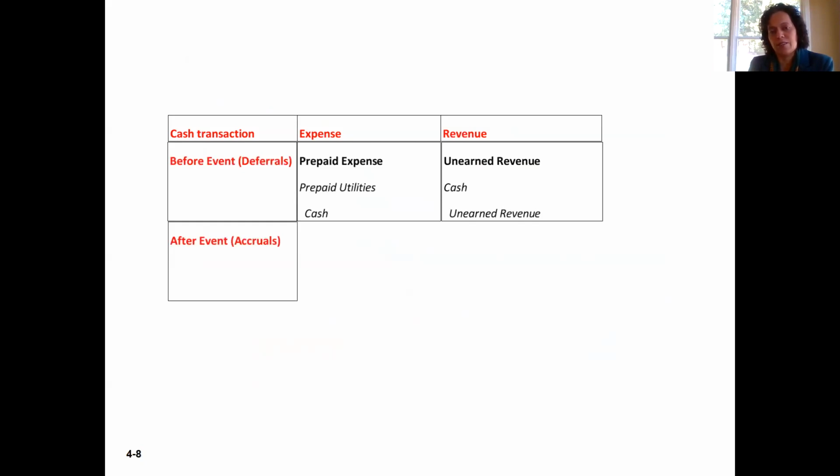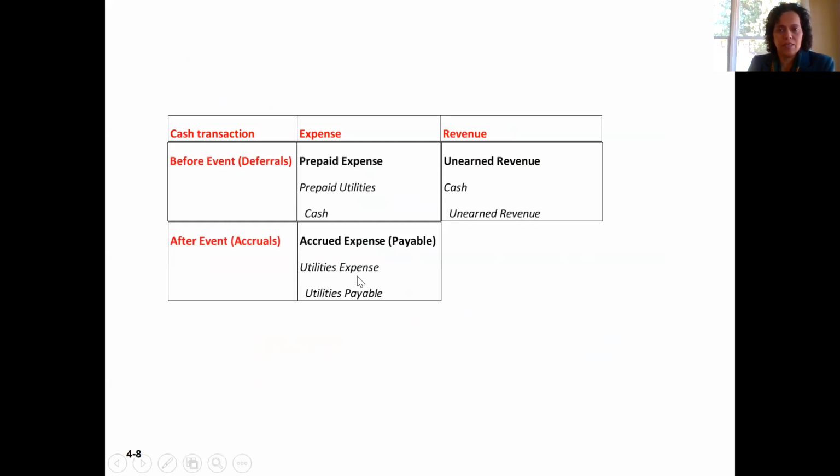So December 31st, let's say I start my business on December 1st. December 31st, when I receive a bill, I don't have to pay it as yet, but I did get the benefit. So in this case, it'll be utilities expense debit because it's already an expense, and I'll write utilities payable. So in this case, I've created a liability. I got the benefit, I still have to give something.